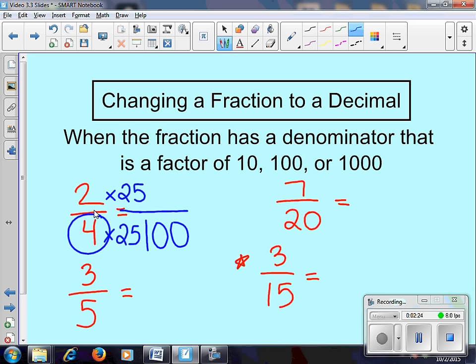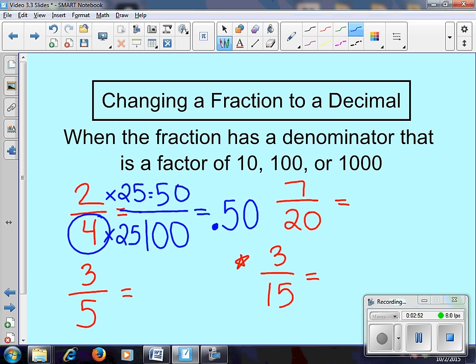So 2 times 25 is 50. So 2/4 is equivalent to 50 over 100. Now 50 over 100, I can say 50 hundredths. And by saying that, I'm reading out the decimal place values. 50 hundredths. So 2/4 is equivalent to 0.50 or 50 hundredths.